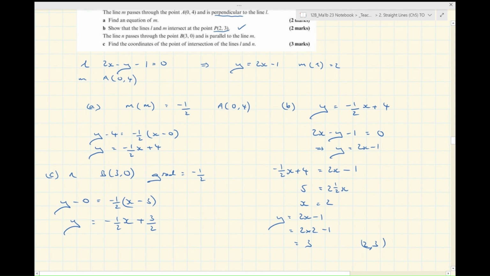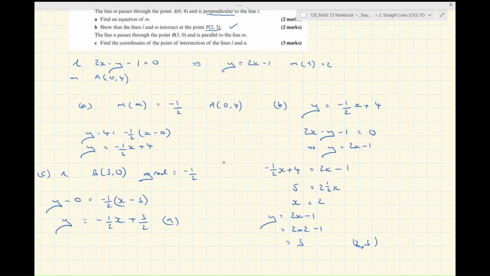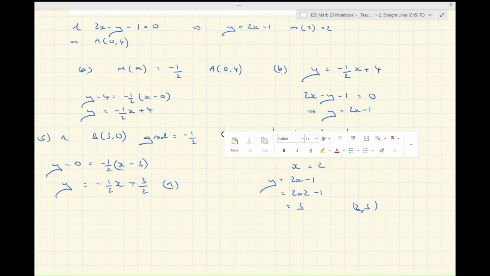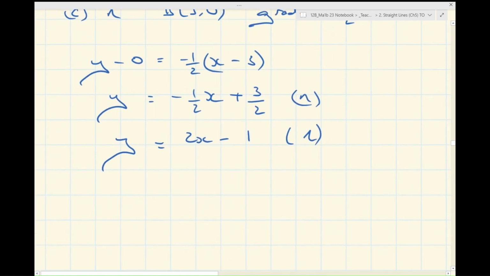That's the equation of the line N, and I have to find the coordinates of the point of intersection between L and N. So I better write down the equation of the line L, which is this one, y equals 2x minus 1. So now I'm going to solve those simultaneously. Right, y equals this, y equals that, so this equals that.